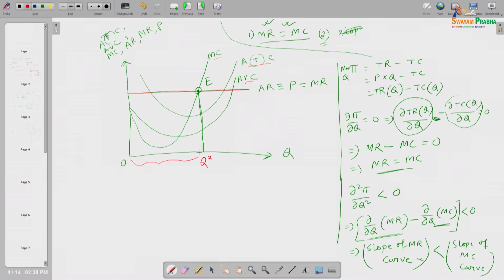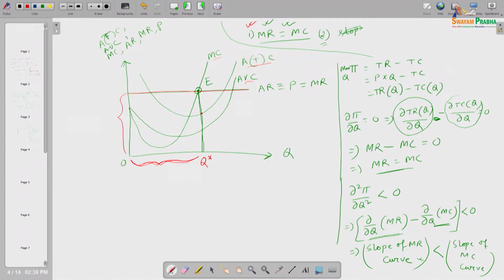We are getting that amount of output by satisfying both the first order and second order condition of profit maximization. Since both the conditions are satisfied, this indirectly tells us that if that producer produces this much quantity of output, and sells each unit at this price, whatever exists in the market, that producer can attain the maximum profit.